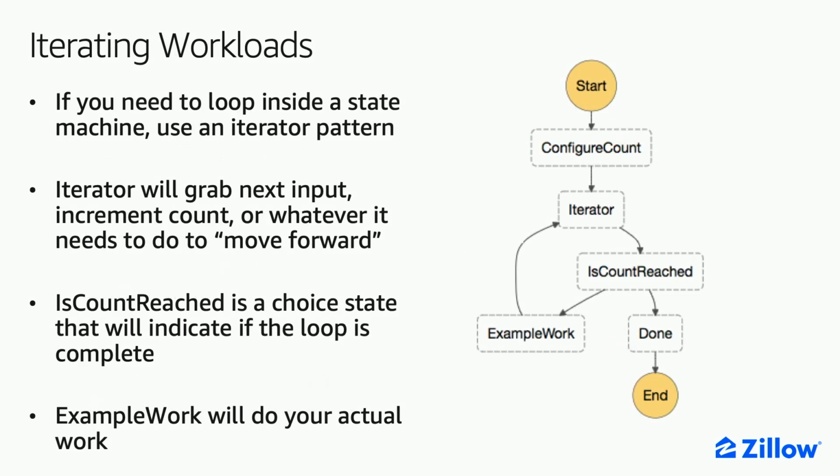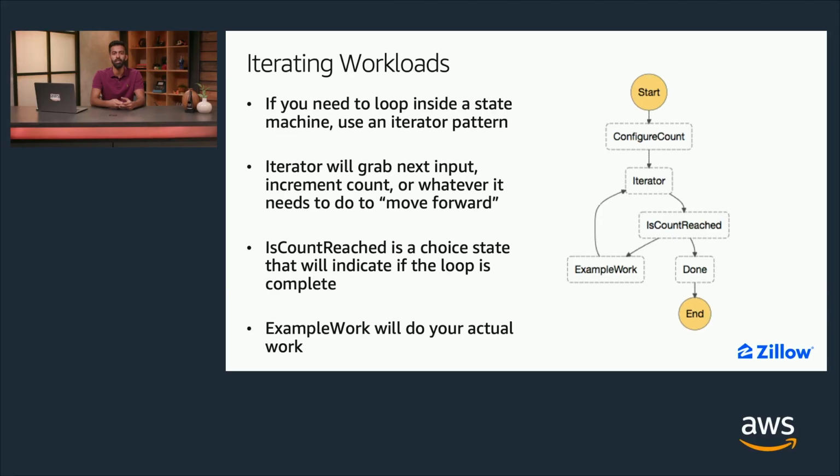So how do you loop in your step functions? Sometimes you'll need to loop through multiple tasks and perform the same operation on each. The iterator pattern is a well-known and commonly suggested workflow, and one that we use heavily. The way it works is you have some input that you want to iterate over that gets passed to an iterator state. Usually the state will be a lambda that will perform some work to move yourself forward.